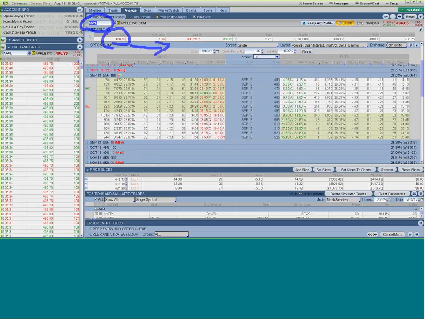Then you have the option contracts themselves. Over here you have calls on the left-hand side. Over here you have puts on the right-hand side. In the center, you have the strike prices. Remember, every option has a strike price. If we buy an Apple call with a 500 strike price, this is the 500 strike price, with the calls to the left-hand side. It gives us the right but not the obligation to own the stock at $500 a share.